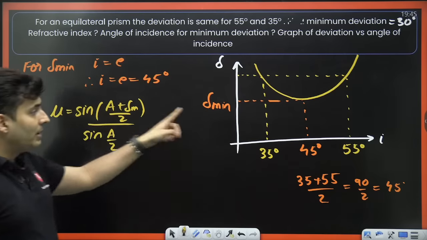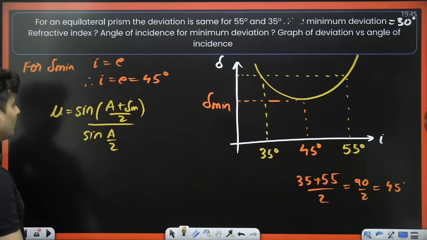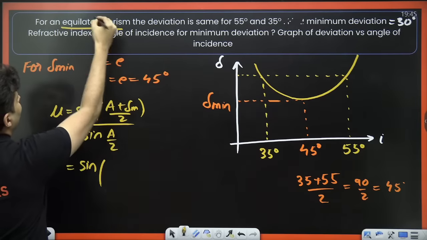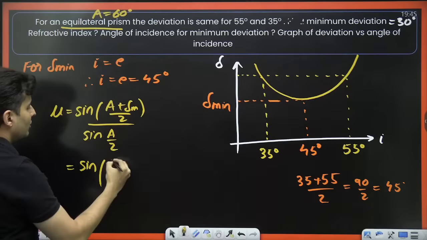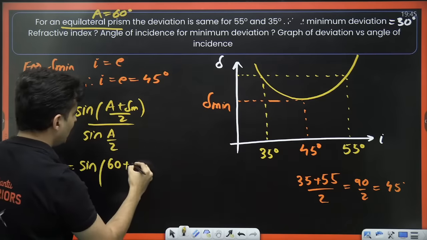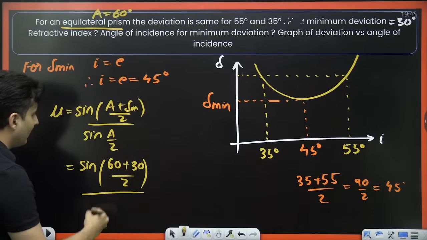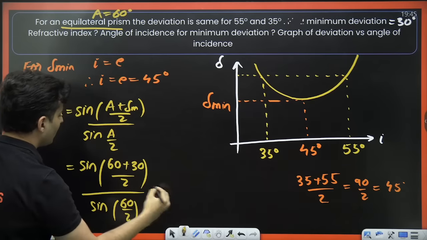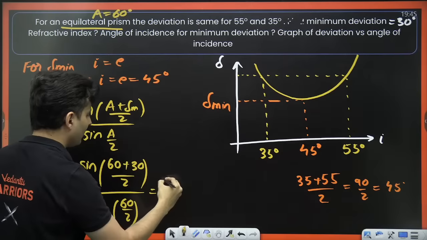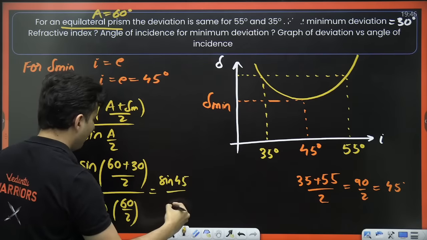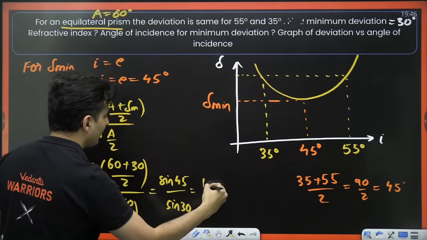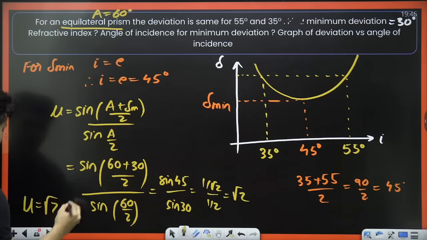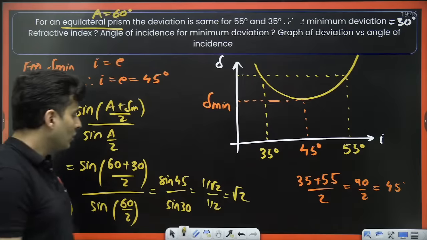And no, minimum deviation is not 45. Angle of incidence is 45. Be careful. Mu, I do not know. Sine of A, angle of prism, because it is an equilateral prism, angle of prism is 60 degrees. So this will be 60 plus minimum deviation 30, divided by 2, whole thing divided by sine of A by 2, which is nothing but 60 degrees by 2. So 60 plus 30, 90, 90 by 2, 45. So it will be sine 45 by sine 30, which is 1 by root 2 by 1 by 2, which is root 2. So I just got refractive index as root 2.